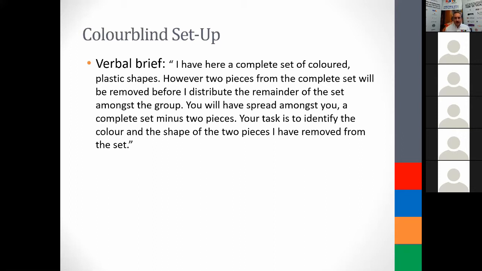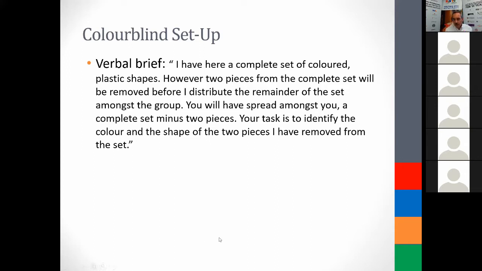So the first thing is that we tell them there's a complete set of coloured plastic shapes. That's what we started with, and that's the 30 shapes. We take two pieces away from it, and then we're going to distribute the remainder of them amongst the group. So they will have a complete set minus 2. Your task is to identify the colour and the shape of the two pieces I've removed from that set.